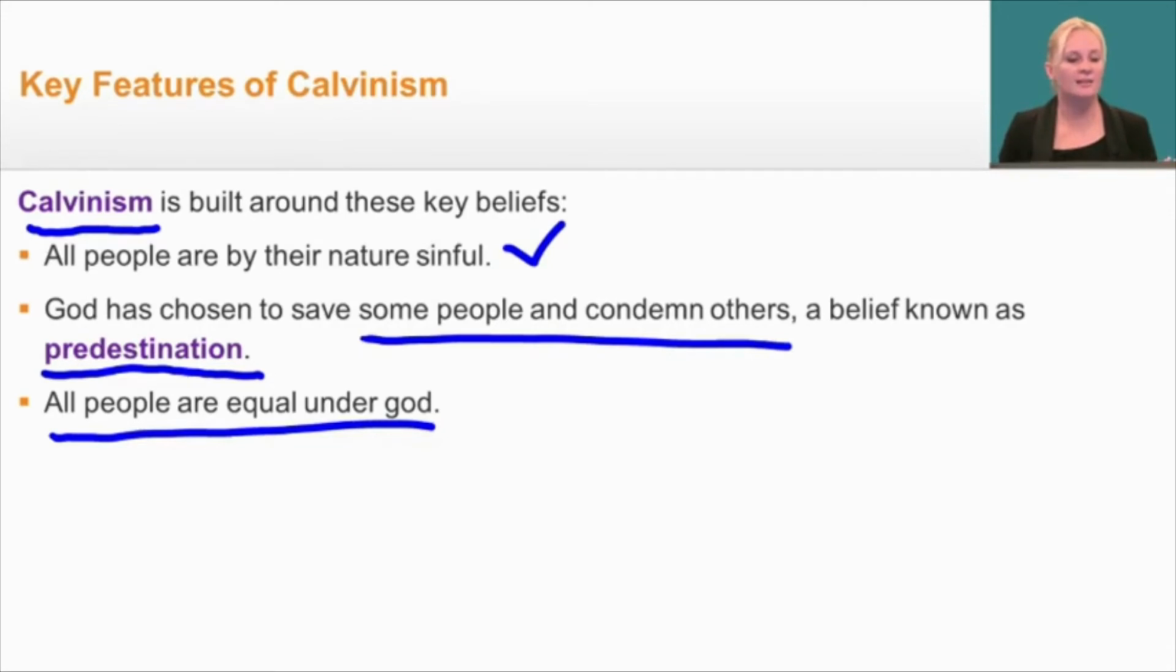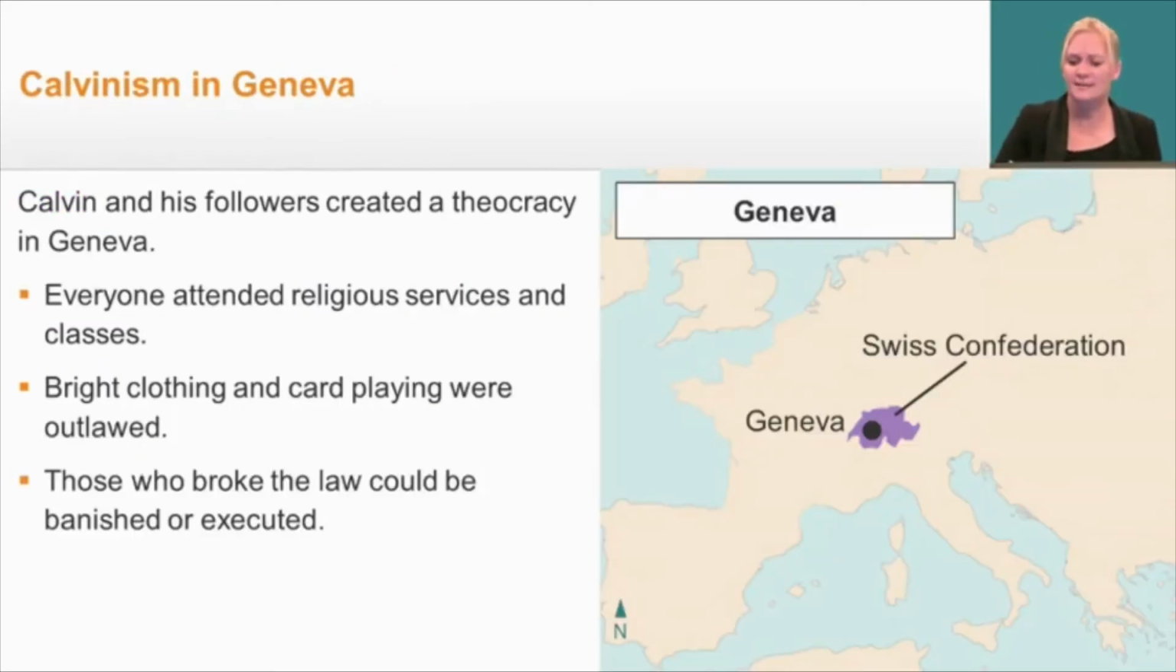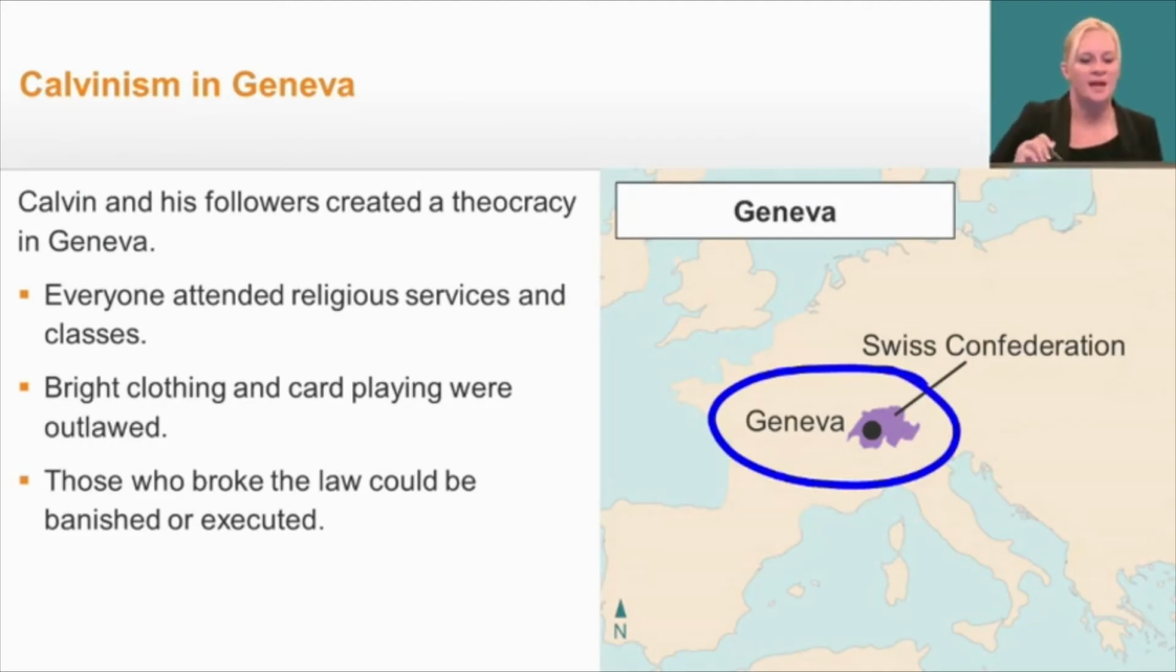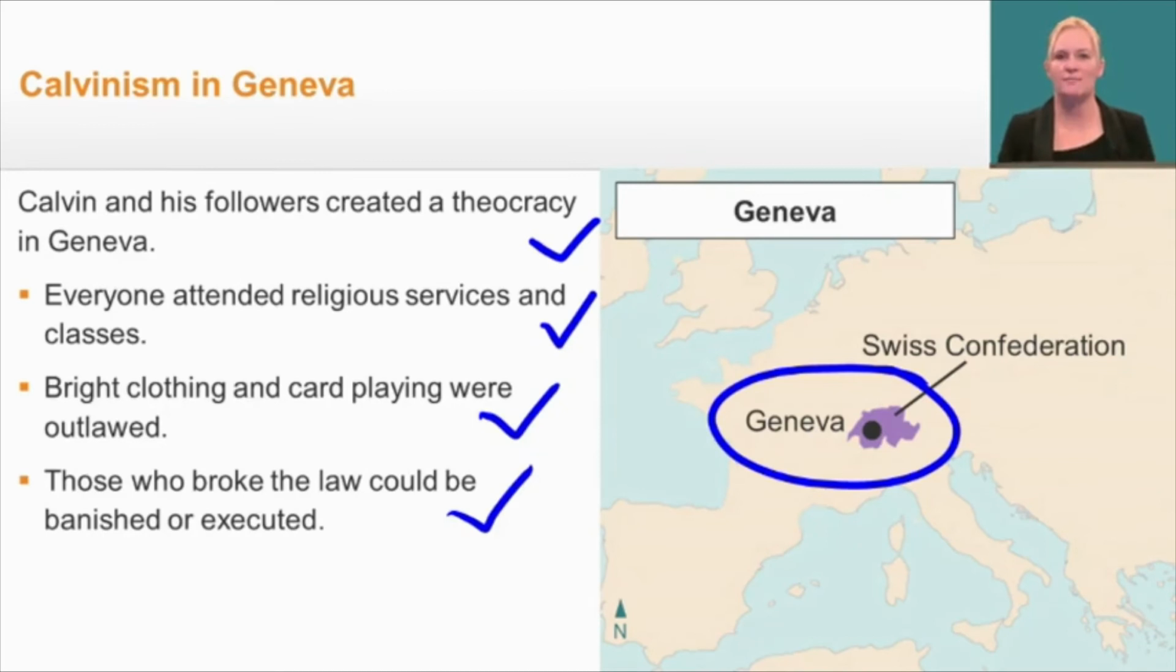Now, moving on a little bit, Calvinism really took over in Geneva, Switzerland, right here. And they created a theocracy in Geneva where everyone attended religious services and classes, and bright clothing and card playing were outlawed, and those who broke these laws could be banished or even executed.